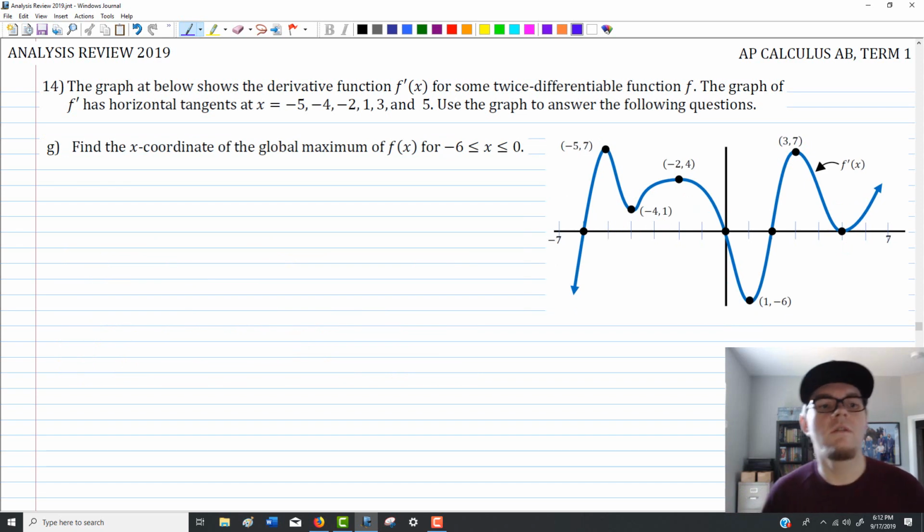Okay, 14g. Find the x-coordinate of the global maximum of f of x for -6 to 0. So these questions are actually always a little bit more interesting. They add a little bit more beyond the traditional analysis we've been doing.